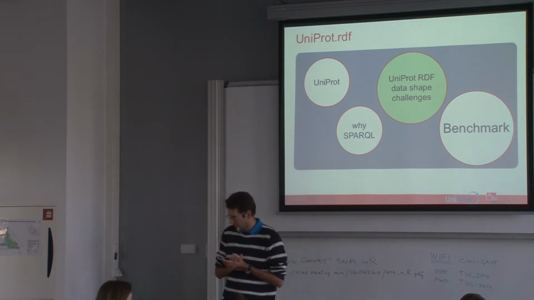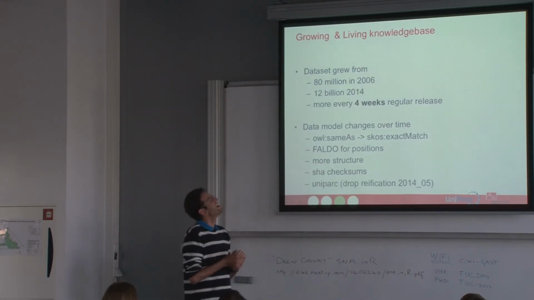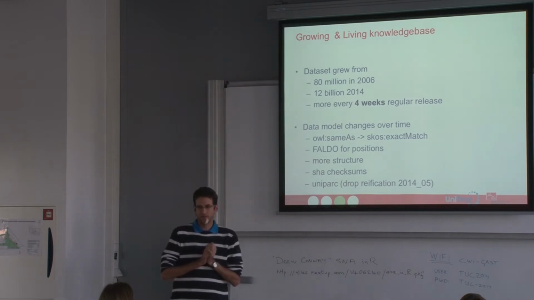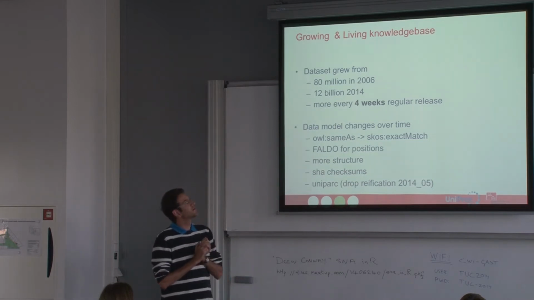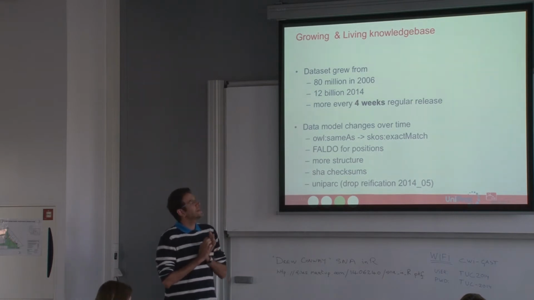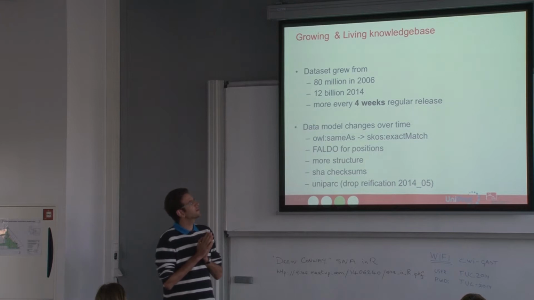So a little bit about our data. UniProt RDF. I'll go maybe a bit quick. We've been doing this RDF for a reasonably long time. My predecessor in 2006 released his first beta of UniProt RDF. It had 80 million triples. That was in 2006. Today I counted it was 12 billion, so a significant growth in that period.